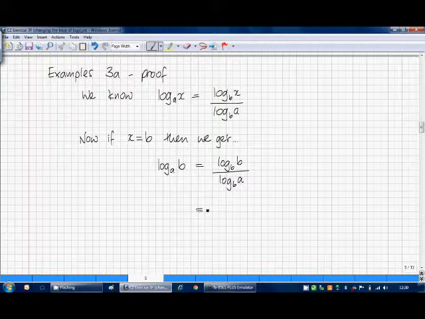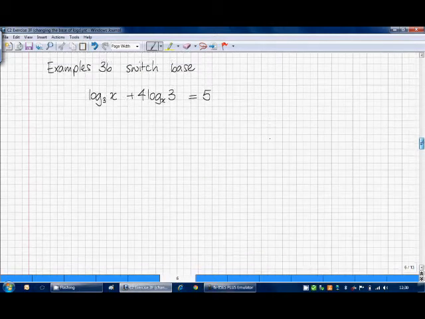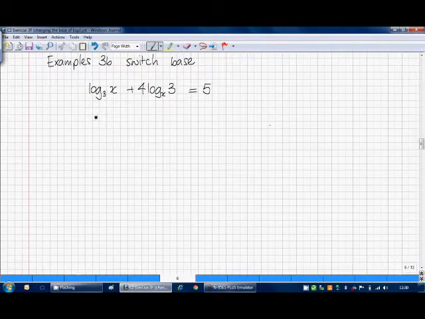A moment's thought should make it obvious that log base b of b is 1. And so if we want to swap bases, log base a of b is the reciprocal of log base b of a. That's going to be very useful in a moment. It comes in useful on this example here, where we've got log base 3 of x plus 4 log base x of 3 equals 5.